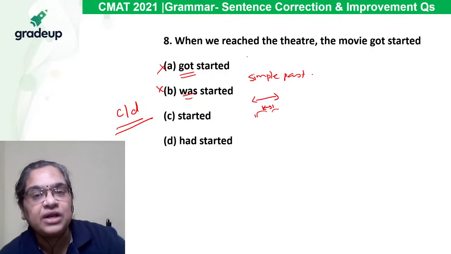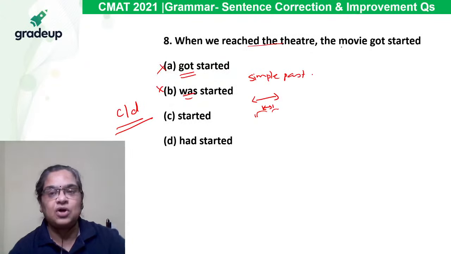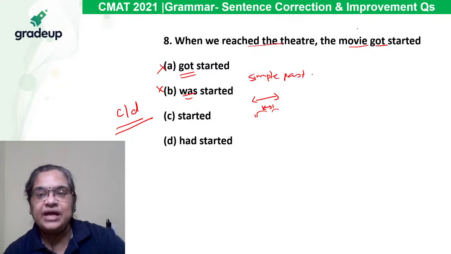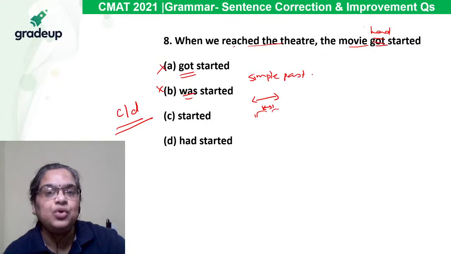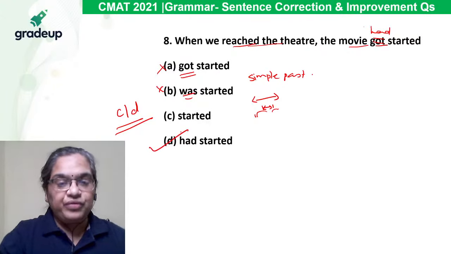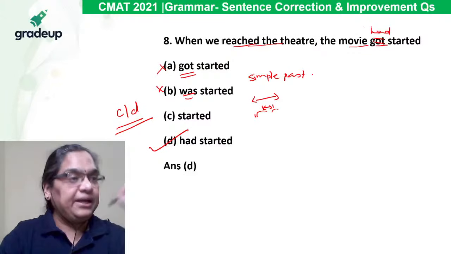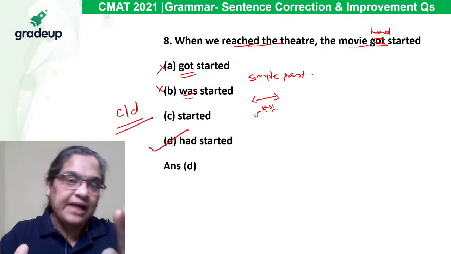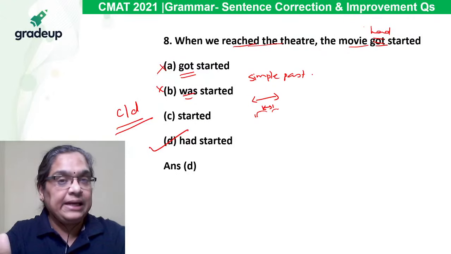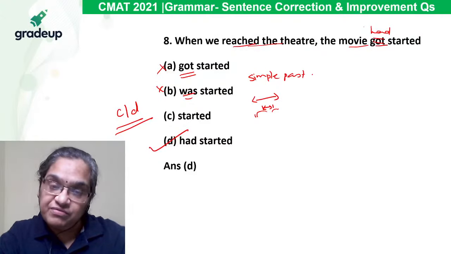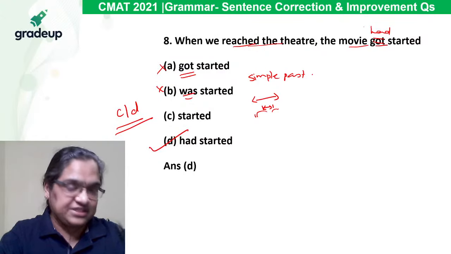So here you are reaching the theater happened first or the movie starting happened first. The movie started first, so then you say the movie had started. Shuru ho gaya tha, then you reached the station. So when we reached the station, the movie had started. D. Alright, all of you clear? Two actions. One action happened a little earlier, one a little later. Then you have to use had with the first action.